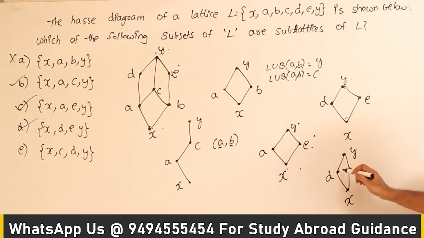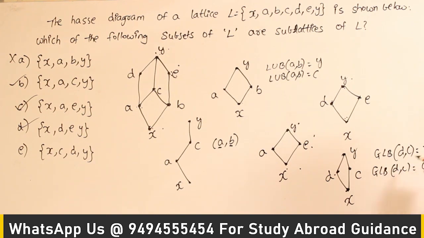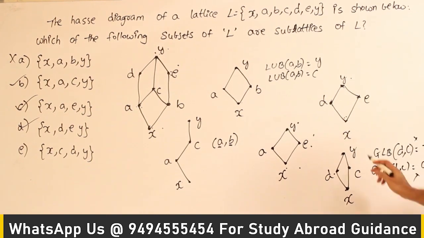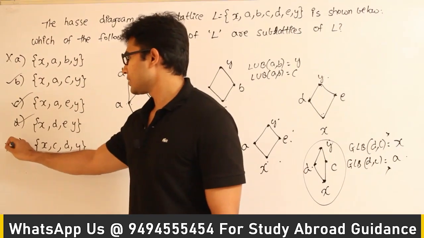Now if you see D and C, the least upper bound is Y and the greatest lower bound is X, right, for D and C. But see this, the greatest lower bound of D and C in the sublattice is X, right, but the greatest lower bound in the given lattice of D and C is A. Therefore these two are not equal. Even though it is a lattice, it is not a sublattice. It is definitely not a sublattice.